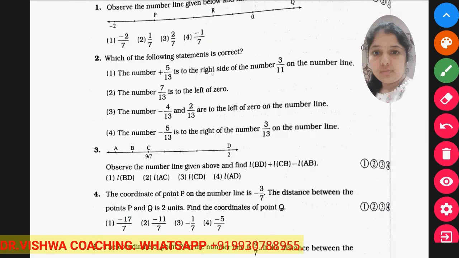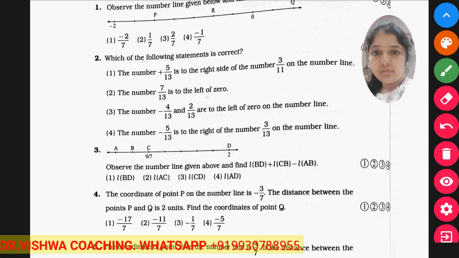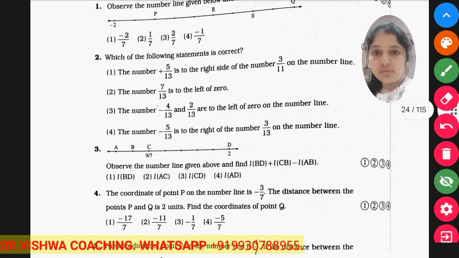We have to find the correct statement. So some number is there. 5 by 13 is added to the number and is to the right side of the number 3 by 11 on the number line. So I think this statement is correct one, because rest of the statements are false, as 7 by 13 is to the left of 0. Now it is plus 7 by 13, so a positive rational number can never be at the left side of the 0, so this is wrong one.